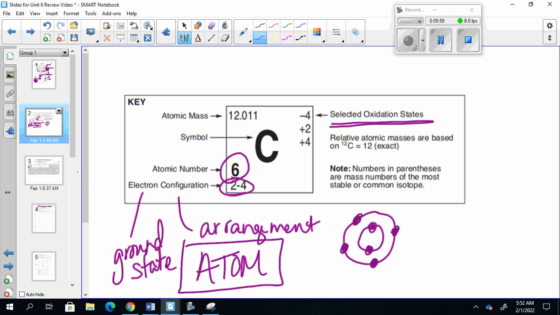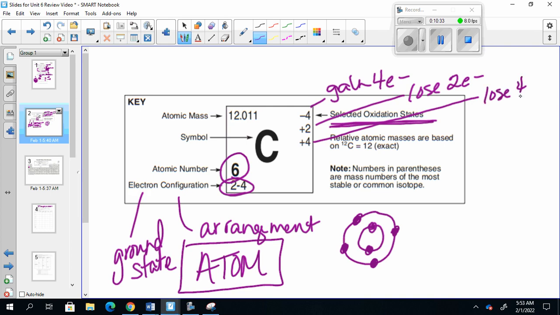Right here, oxidation states is showing us the most possible choices for each element. So here for carbon, it could be -4. That means it would gain 4 electrons. If it was +2, it would lose 2 electrons. Wouldn't be perfectly stable, but it does that in nature. So that's why they're showing you this is what carbon actually does. Or +4, which means it is going to lose 4 electrons, and then it would be stable.